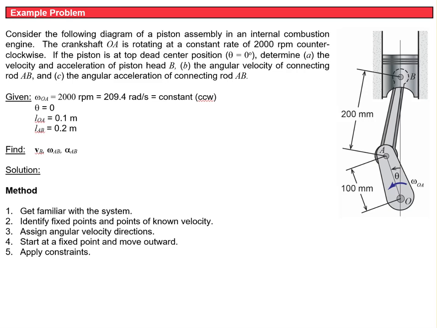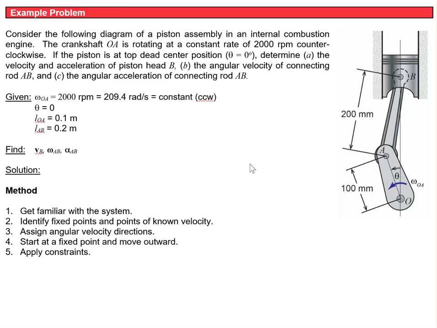of connecting rod AB. Alright, so we have a piston assembly. The piston goes up and down, whereas the crankshaft, OA, goes around in a counterclockwise fashion, and therefore running the rest of the system. Alright, so we want to find the velocity and acceleration of the piston and the angular velocity of connecting rod AB and the angular acceleration.